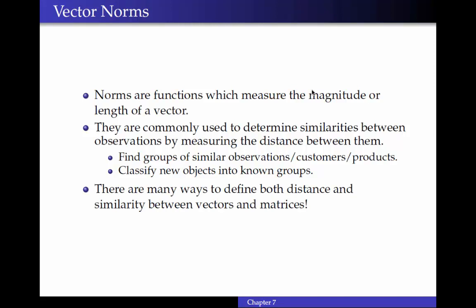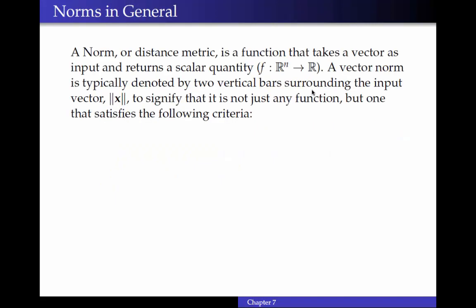And it turns out there are many ways to define distance and similarity between vectors and matrices. We're going to talk about just a few of these today. But in general, a norm or a distance metric is any function that's going to take a vector or a couple of vectors as input, and it's going to return just a scalar quantity, some distance, for example miles. A vector norm is typically denoted by two vertical bars surrounding the input vector. And what this does is signify that it's not just any function. A distance function has to satisfy some very specific criteria, and so these are always presented when we talk about norms.